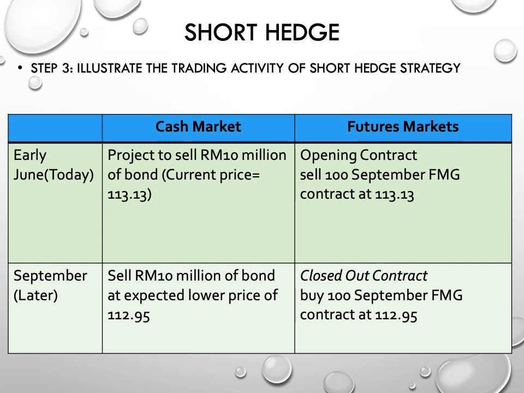When it comes to September, you sell 10 million of bond at expected lower price of 112.95. Then you need to close out your transaction in futures market by using cash settlement. So cash settlement, you take opposite position. You start with sell, then close with buy. You start using 100 lots of contract of September FMG. So close also, you need to use 100 lots of contract for September FMG.